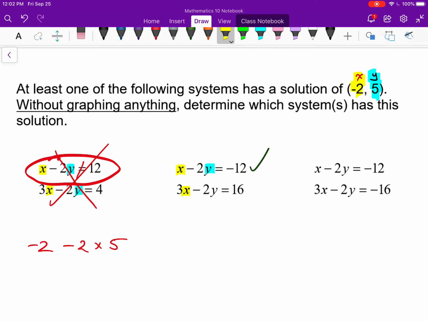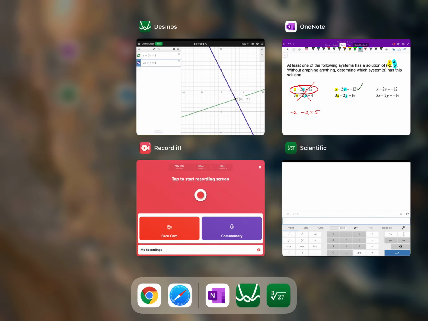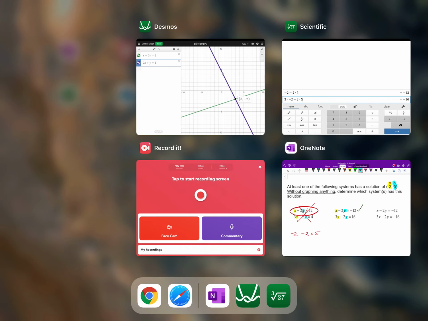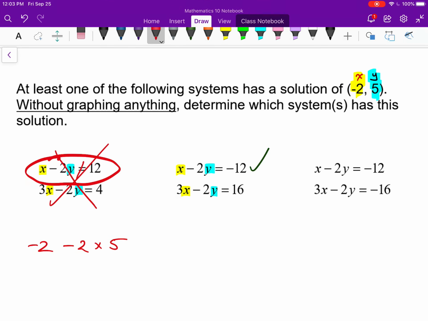Replace that x with negative 2. Replace that y with positive 5 and see if I get 16. If I do, negative 2, 5 is a solution to that system. So let's see. Go back to my calculator and type in this time 3 times negative 2 plus, sorry, not plus, take away 2 times 5, and this equals negative 16, not positive 16. So it doesn't work on this one, which means negative 2, 5 is still not a solution to that system.